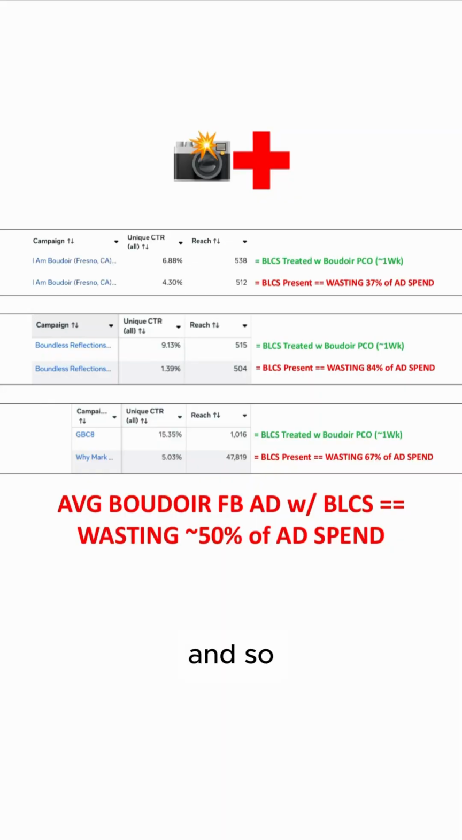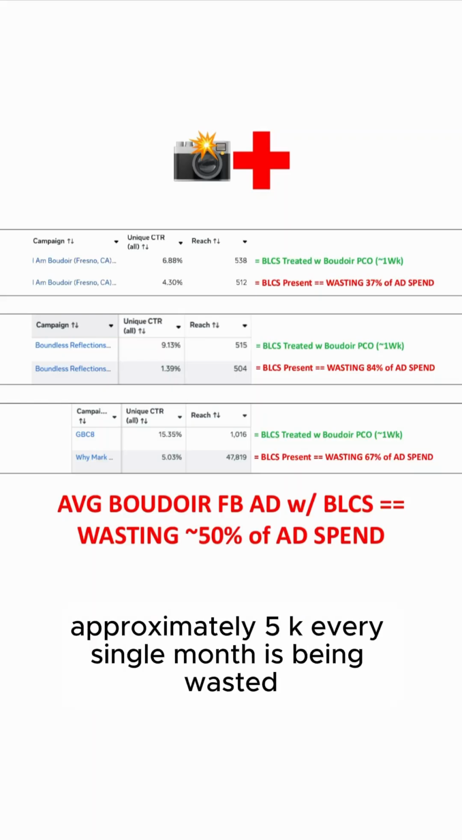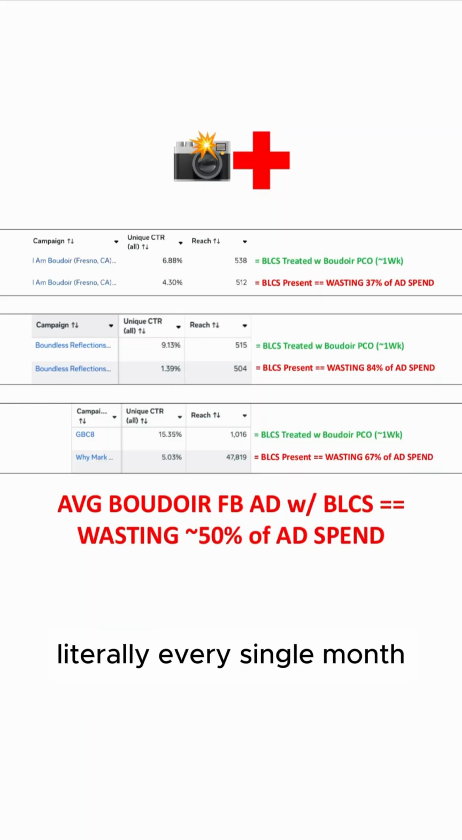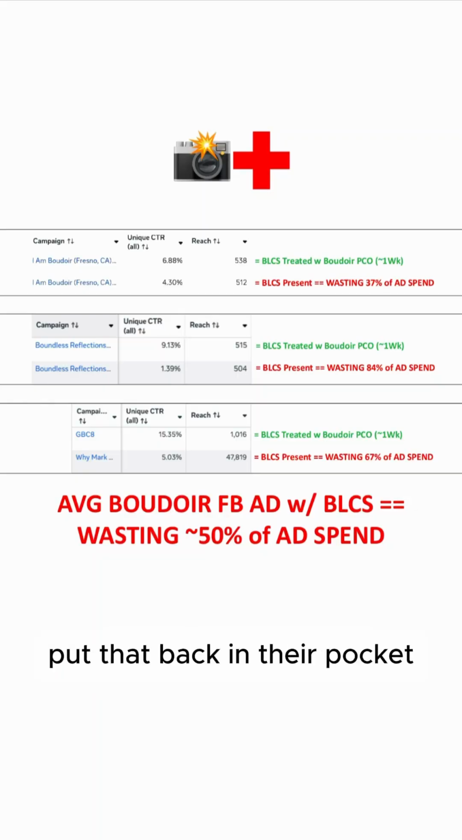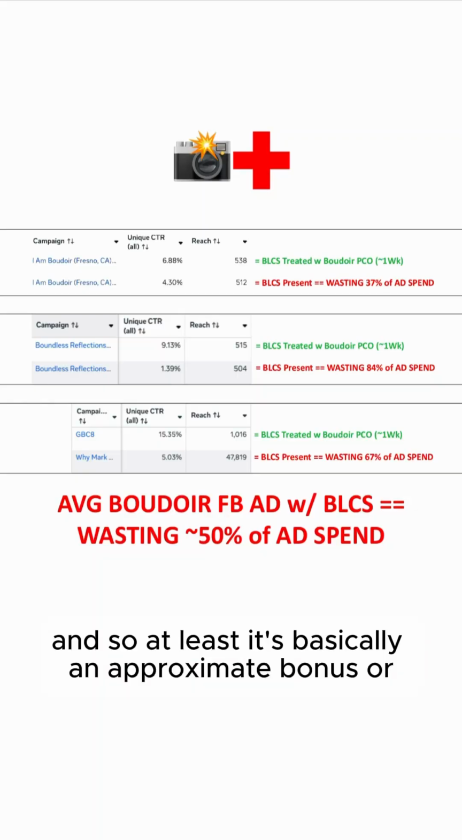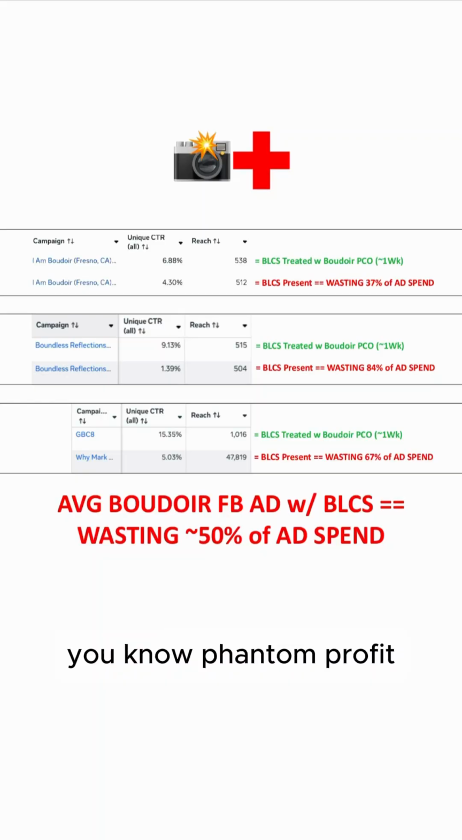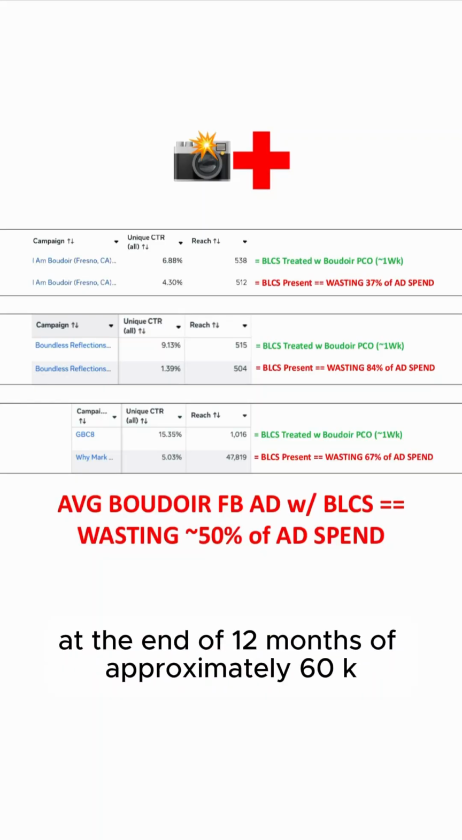And so if they're spending 10 grand a month on Boudoir Facebook ads, approximately 5K every single month is being wasted, literally every single month. So if we can eliminate that and put that back in their pocket, it's basically an approximate bonus or phantom profit at the end of 12 months of approximately 60K.